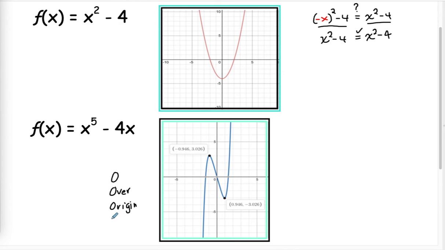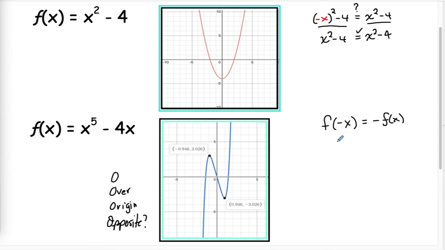Now, what about that opposite that I was talking about? Where does that come into play? Well, it comes into play this way. The odd says that if I put a negative x into my function, out will come a negative y. Get it? The opposite.